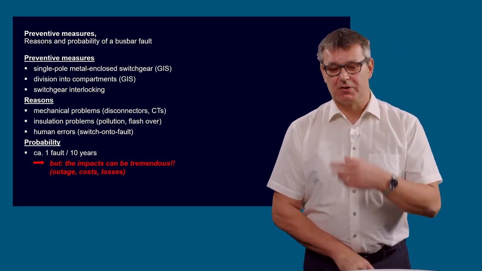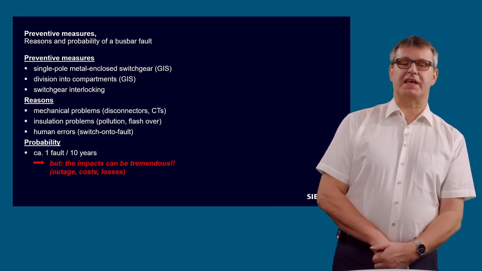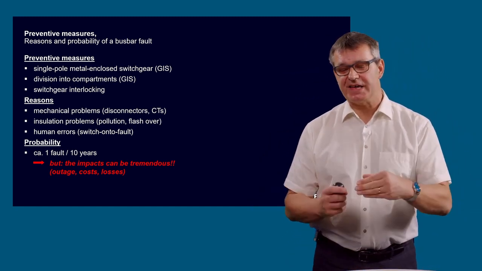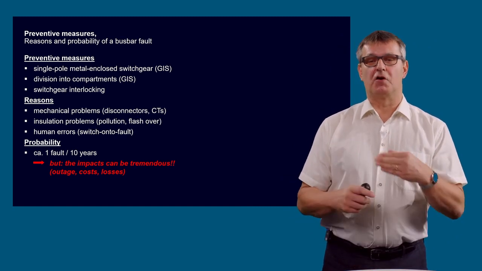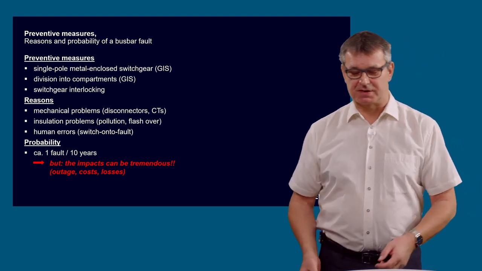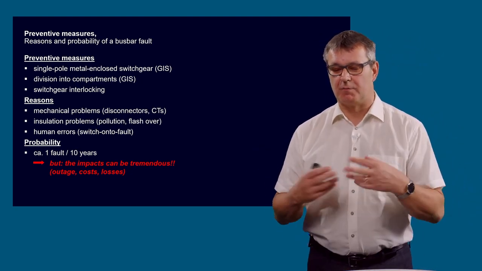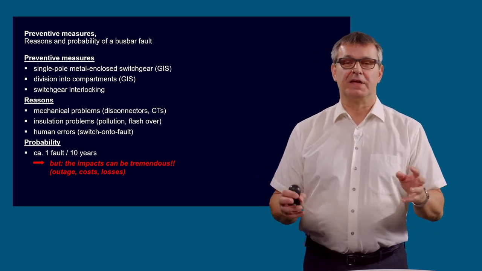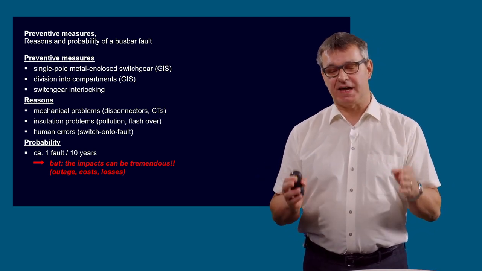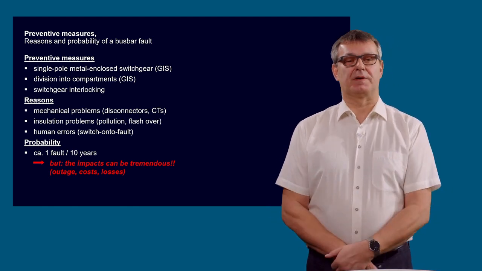And maybe one additional remark: we have only one fault every 10 years for a busbar fault. But my former colleague, Matthias Schick, maybe some of you still know him, said every time that we have the highest probability of a fault per meter. So if you think of busbars compared to overhead lines of more than 100 kilometers, okay, the overall probability is higher there, but the probability per meter is highest on the busbar.